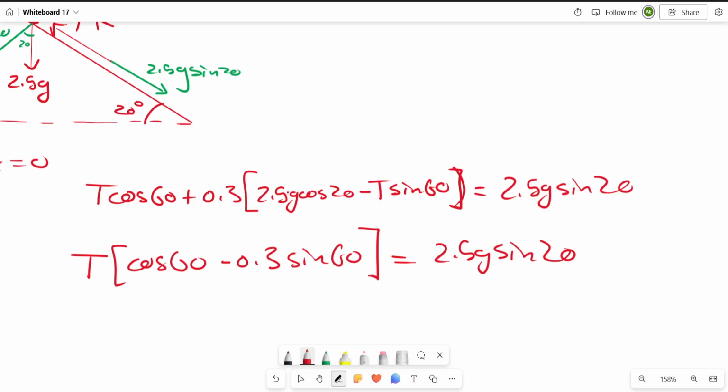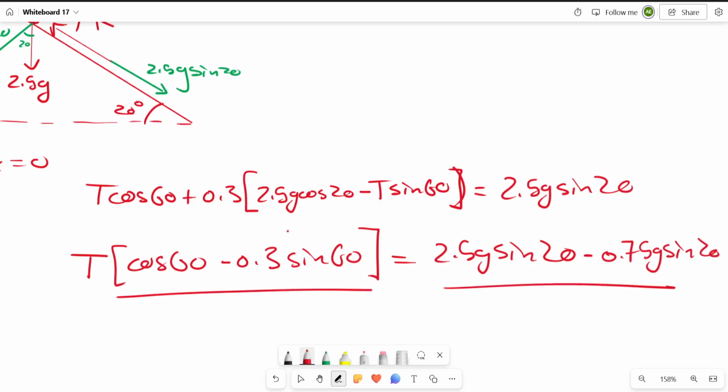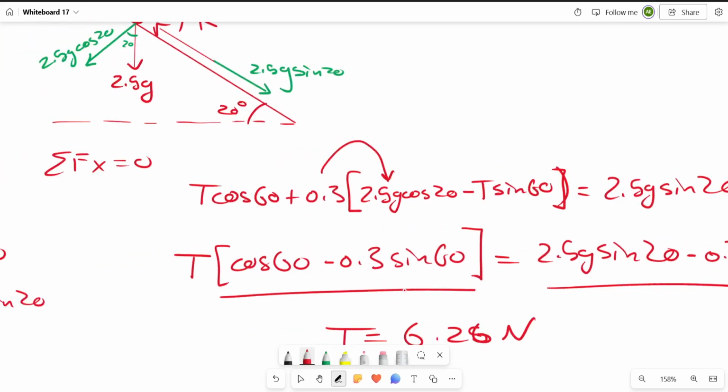So I'm going to move this 0.3 times 2.5, so it's minus 0.75 g cosine 20. Oh yeah, the 0.3 times 2.5 is 0.75. This is cosine, not sine, over here is cosine because this is cosine. So this is cosine 20. Divide both sides by this, so you'll have a t value of 6.25 or 6.26 newtons. This is the least value of t.